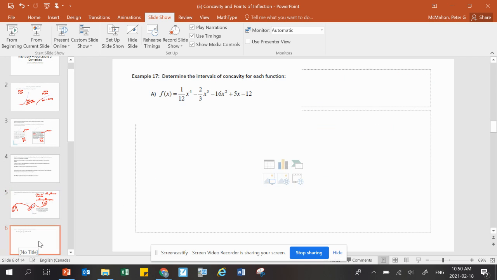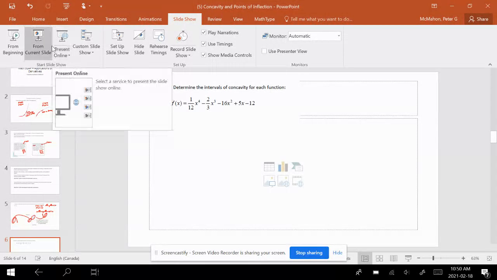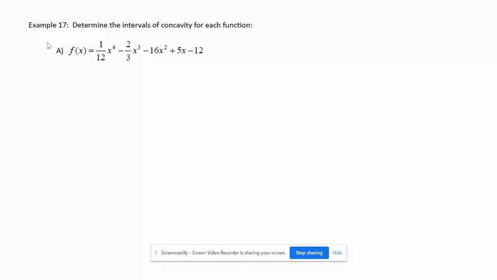Okay, so we continue on to example 17 here. Example 17 says determine the intervals of concavity for each function. So again, what we're doing, our first derivative: 4 comes down. 4 times 1/12 is 1/3 x cubed minus 2x squared minus 32x plus 5. So guys, there's our first derivative, and we're just using the power rule to figure this out.